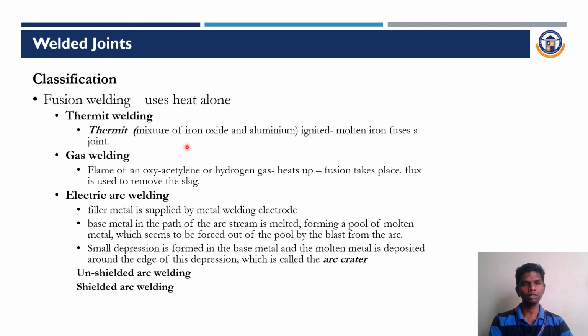Thermic welding uses thermite, a mixture of iron oxide and aluminum, which is ignited to produce molten iron that forms the joint. This is called thermic welding. In gas welding, a flame of acetylene or hydrogen gas heats up and fusion takes place. Flux is used to remove the slag. This is called gas welding. The third one is electric arc welding, where filler material is supplied by the metal electrode. These three welding processes all happen by fusion welding.